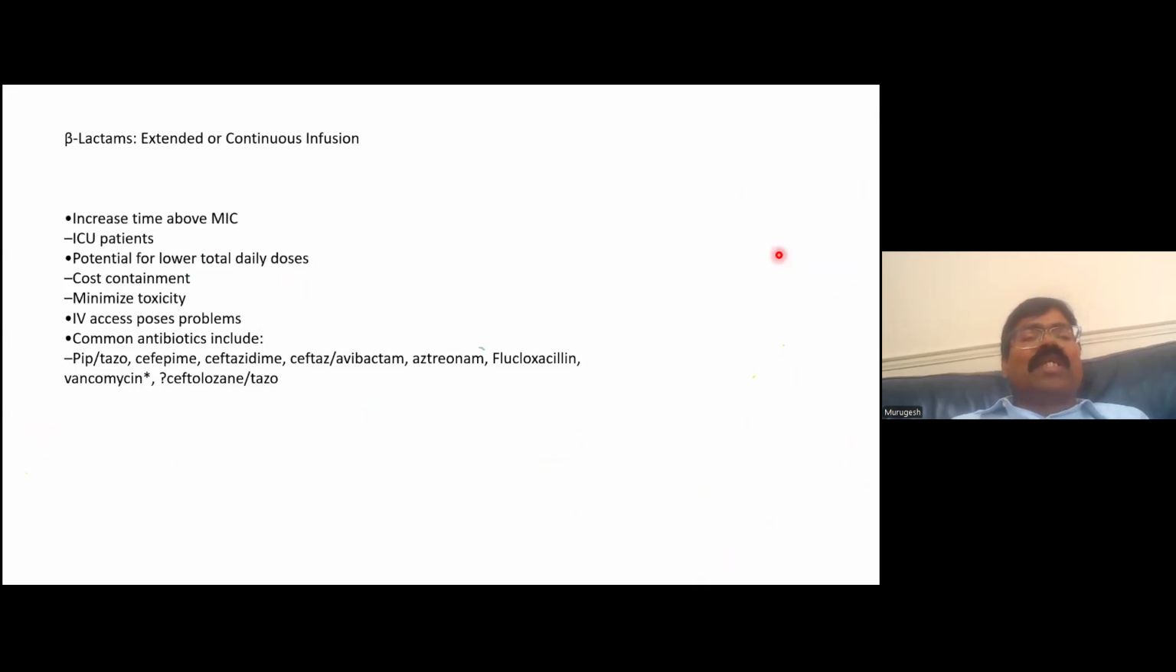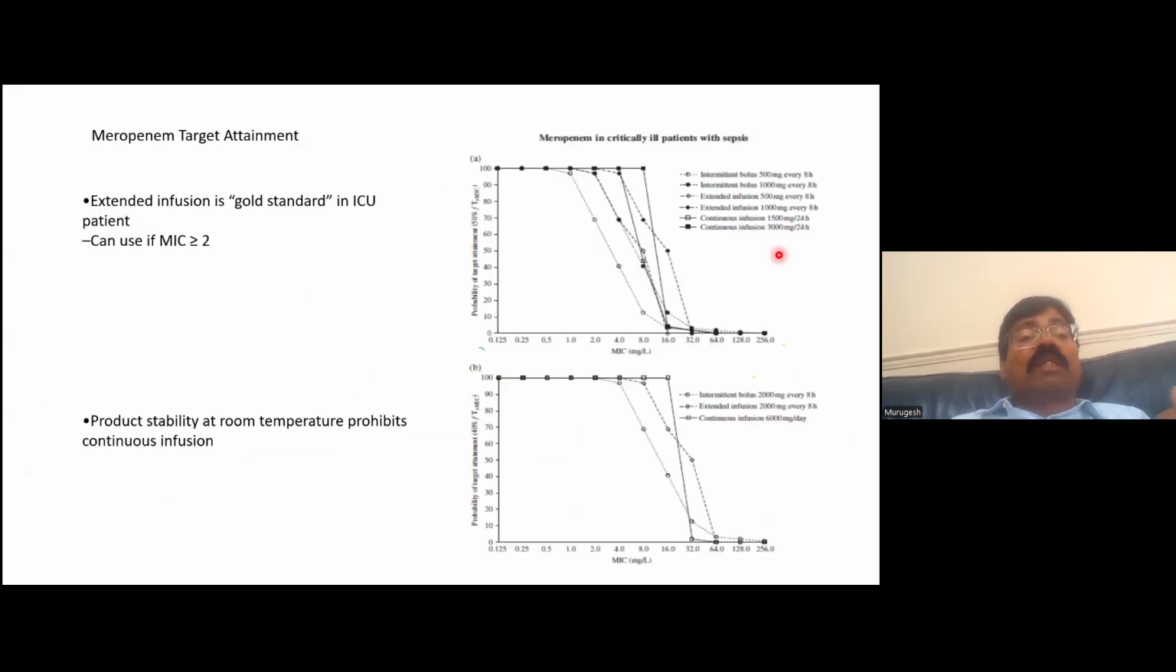And then there is this usual consideration I mentioned earlier, whether to go for continuous infusion, and what the benefits are. And then meropenem as well. With Pseudomonas, as you treat, you'll have selection pressure and development of MIC creep with meropenem. Again, for this you can go for continuous infusion, but because of the product stability issue, it's a bit tricky.